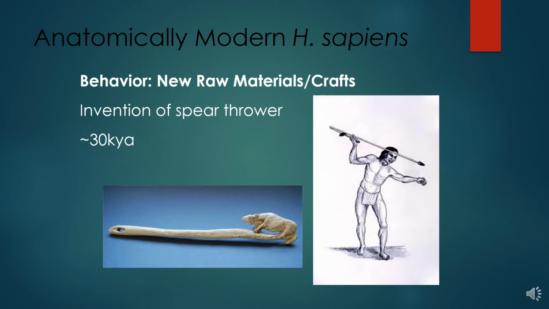One of these is the invention of the spear thrower, also known as an atlatl, around 30,000 years ago. Now, this works by creating a stick, a base, to which a spear can be hafted or kind of slotted in. So in this image, it looks like a buffalo or some other type of herd animal.